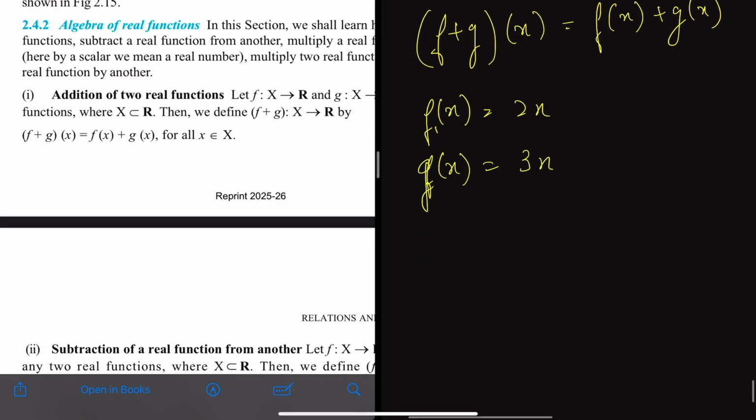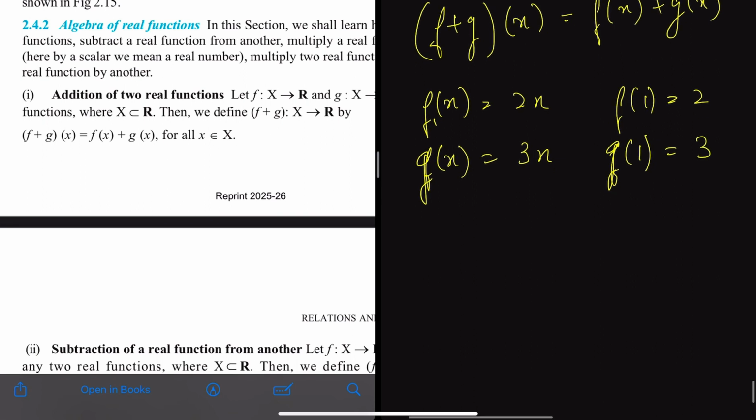Then it doesn't matter if I add them. Okay, let me just say that f of 1 will be 2 and g of 1 will be 3. So it doesn't matter if I add them before. For example, if I add them before, means that without putting the value of x, if I add them and then put the value of x, my new function will be 5x.